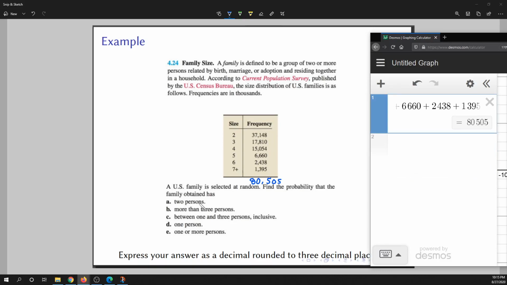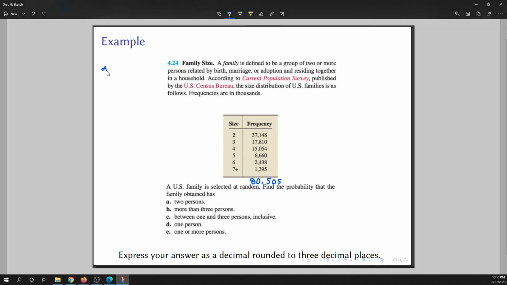Okay, so next, let's go and calculate the probabilities. It says, find the probability that a family obtained has exactly two persons, right? So that would be right here. The number in our event, that a randomly selected family has two people, would be this number right here, 37,148 thousand, and then divide that by the number in our sample space, which is 80,505 thousand. And so that's the number for part A.